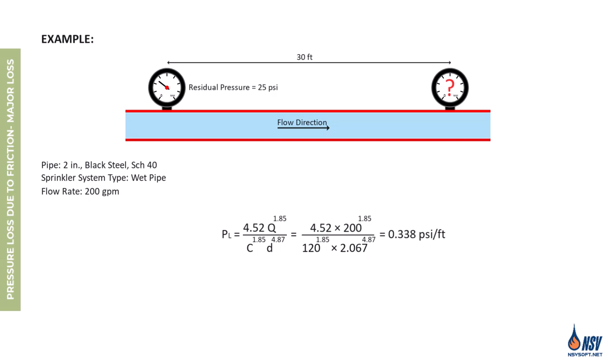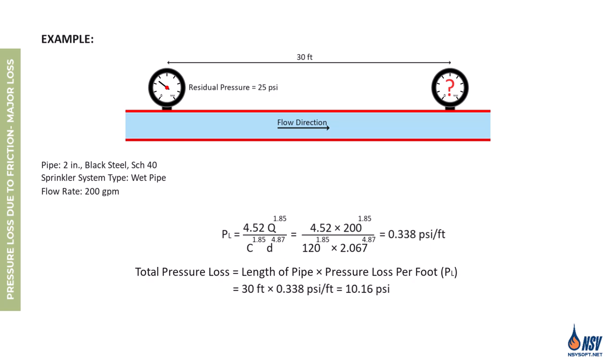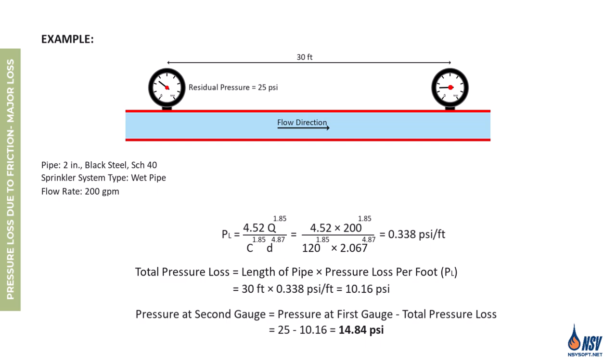Since the distance between the two gauges is 30 feet, and we've calculated that the water experiences a pressure loss of 0.338 psi per foot, it's easy to find the total pressure loss by multiplying the pipe length by the pressure loss per foot. By subtracting this loss from the first gauge reading of 25 psi, we find that the second gauge shows a pressure of 14.84 psi. This illustrates how friction loss affects pressure readings along the pipe and how the Hazen-Williams formula helps us quantify it.